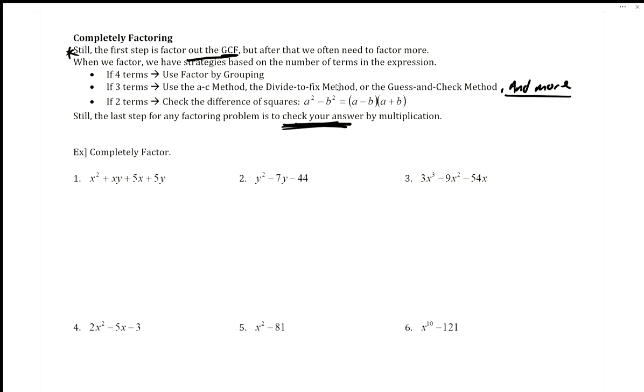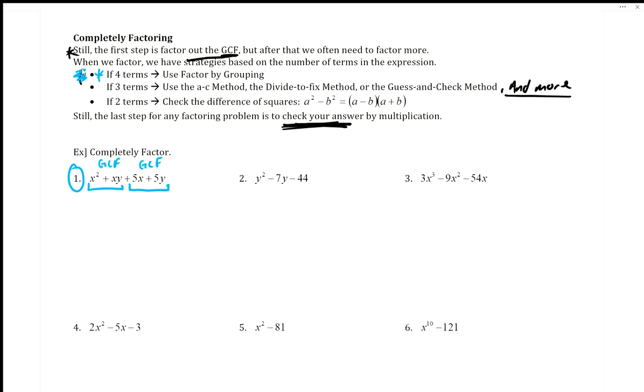Our first one here, let's color code it. I think that might be easier. This has 4 terms, so the way that we're going to factor this is to group. To group, we group the first 2 terms, and then we group the second 2 terms. Then we look to factor out their greatest common factor. So we look to find the GCF of each part.